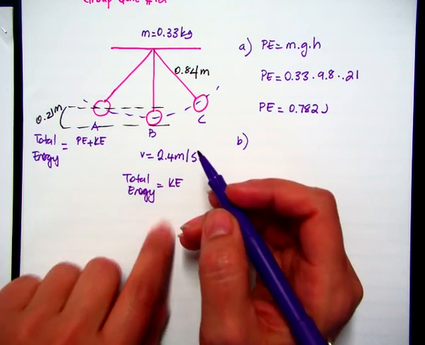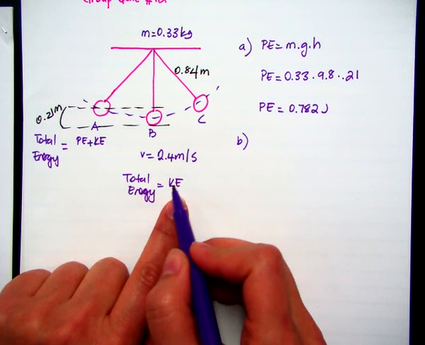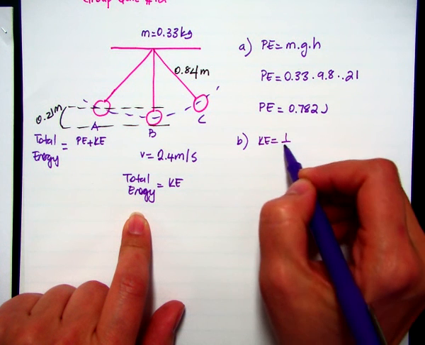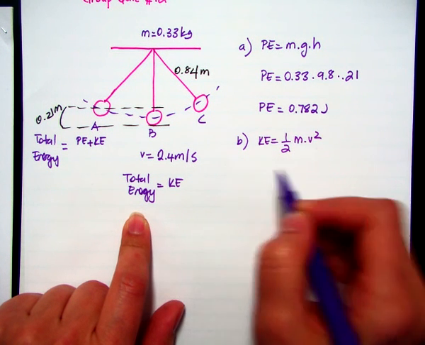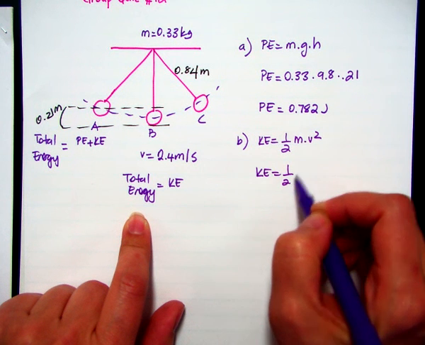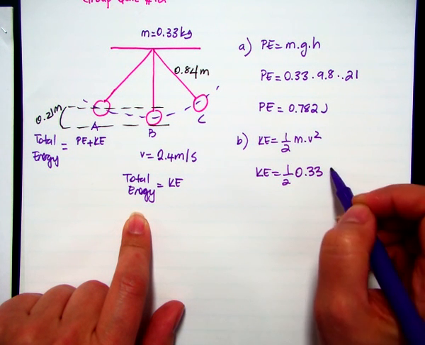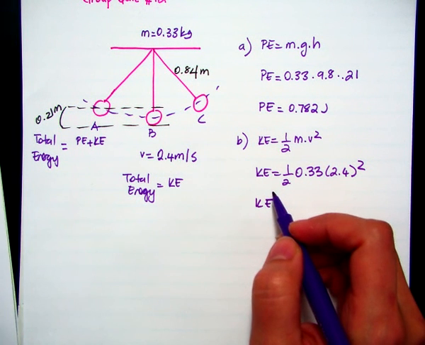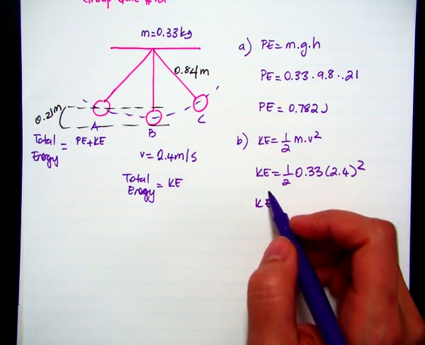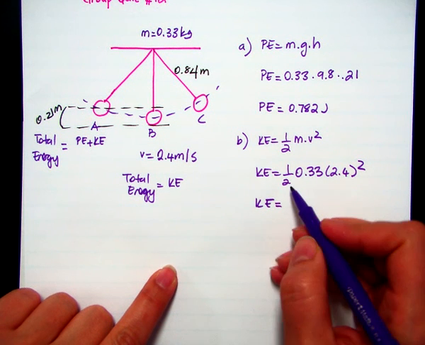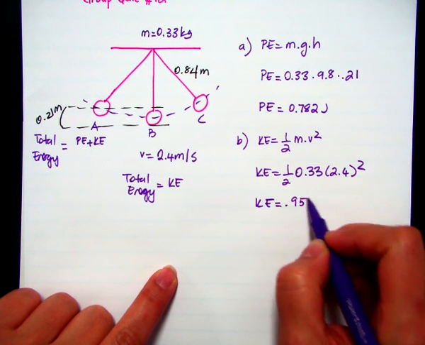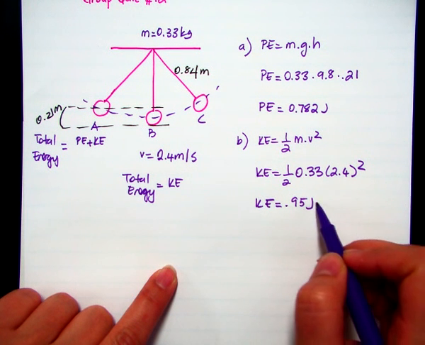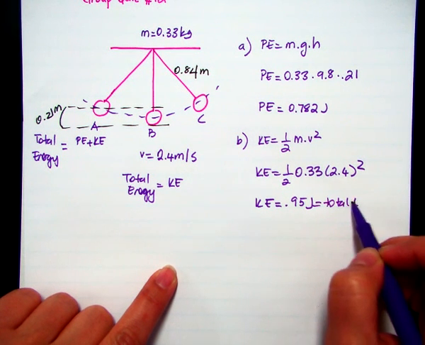So can we find the kinetic energy of that moment, because that will help me to find the total energy of the system. So kinetic energy is equal to 1/2 mass times velocity squared. When you plug that in, 1/2 times 0.33, and then velocity is 2.4, and then you take the square of it, the kinetic energy is going to be 0.95 joules. Now you know the total energy, because this is the total energy of the system. This is going to stay the same.